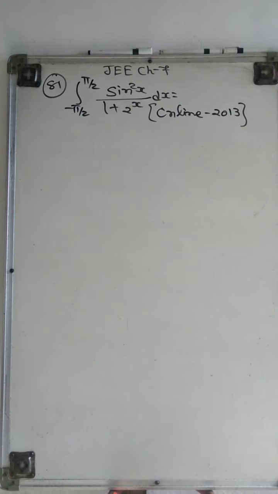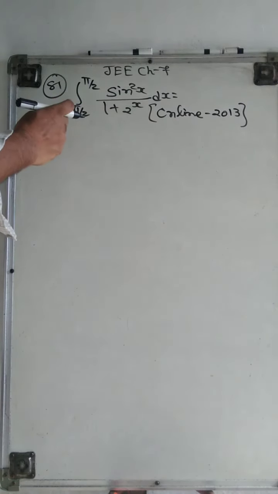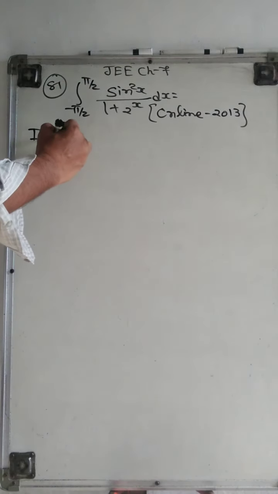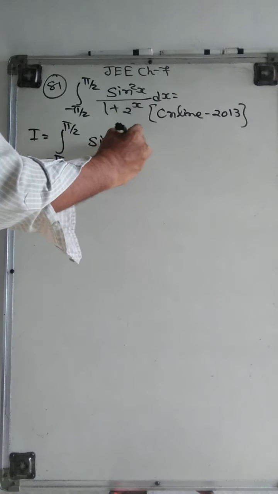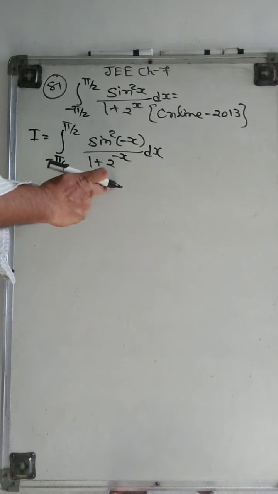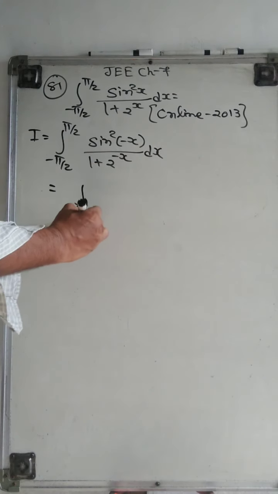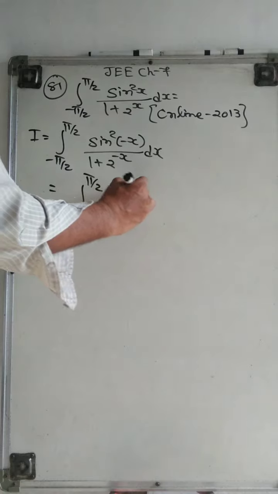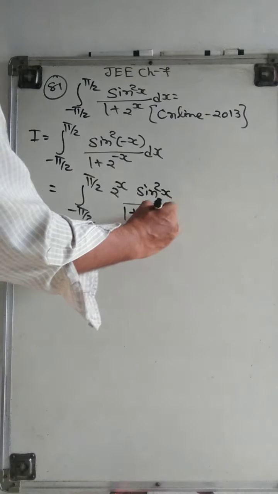Okay, next sum 81. The integration from minus pi by 2 to pi by 2 of sin square x upon 1 plus 2 raised to x dx. So here we replace this x with minus x. So we have minus pi by 2 to pi by 2 sin square minus x upon 1 plus 2 raised to minus x dx. Now here this is LCM and we simplify it. Then we get the integration from minus pi by 2 to pi by 2 of 2 raised to x sin square x upon 1 plus 2 raised to x dx.